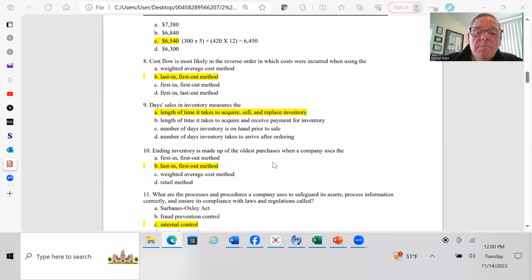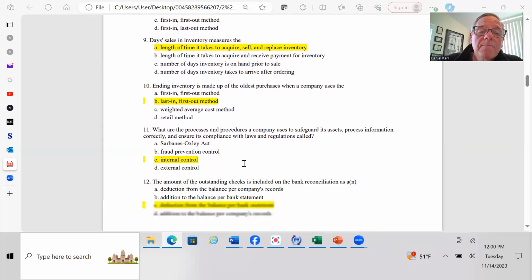Number 10, inventory is made up of the oldest purchases when you use LIFO. It's made up of the most recent purchases when you use FIFO. So LIFO, in terms of rising prices, will give you the lowest value of the ending inventory because you're valuing it at the oldest possible cost. So inventory is made up of the oldest possible purchases. The answer there would be B, as in boy.